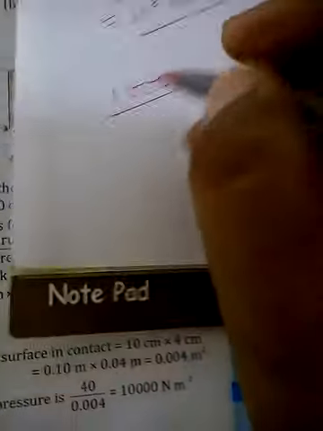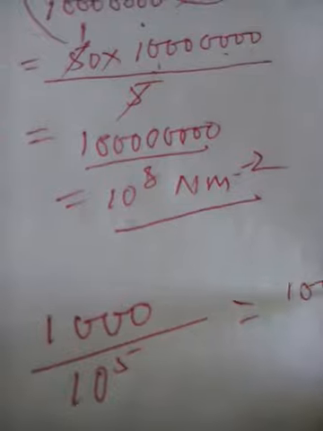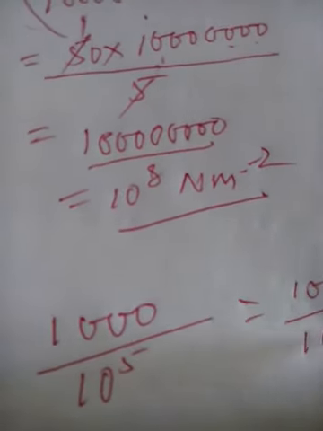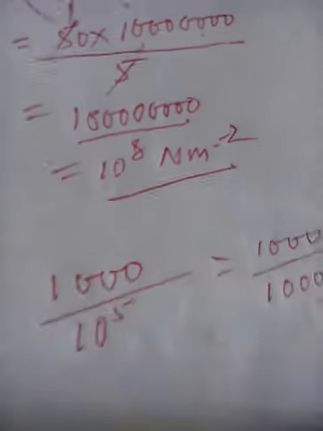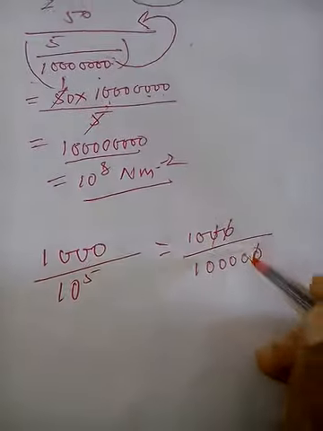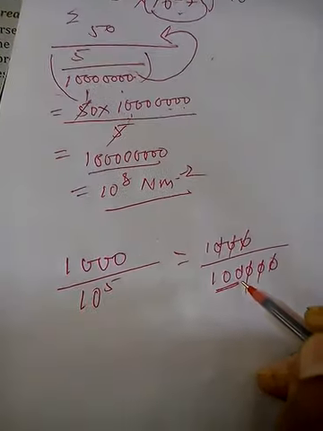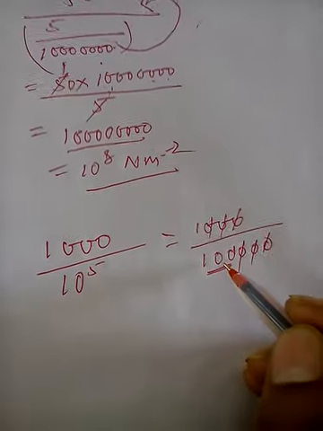See, 1000 divided by 10 to the power 5. How will you write this? Simple. 1000 divided by 1, 2, 3, 4, 5. See how many zeros are there? 5 zeros. So you write here 5. Now cut 1, 2, 3. So 2 zeros are still left, which are left in the denominator.